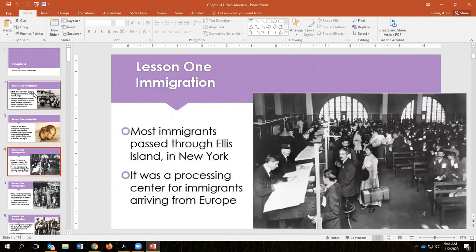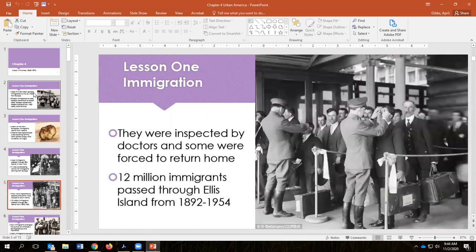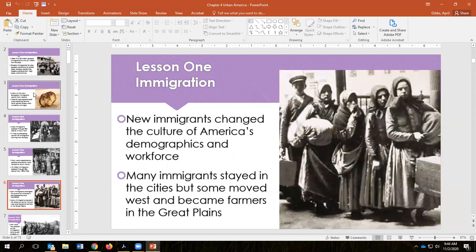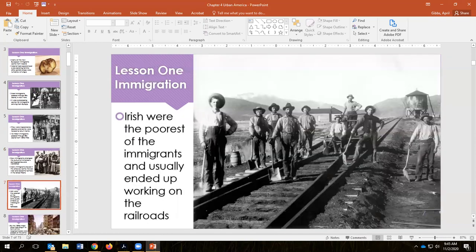Most immigrants passed through Ellis Island in New York. It was a processing center for immigrants arriving from Europe. They were inspected by doctors, and some were forced to return home. 12 million immigrants passed through Ellis Island from 1892 to 1954. New immigrants changed the culture of America's demographics and workforce. Many immigrants stayed in the cities, but some moved west and became farmers in the Great Plains. The Irish were the poorest of the immigrants and usually ended up working on the railroads.